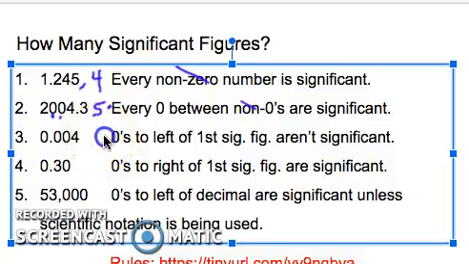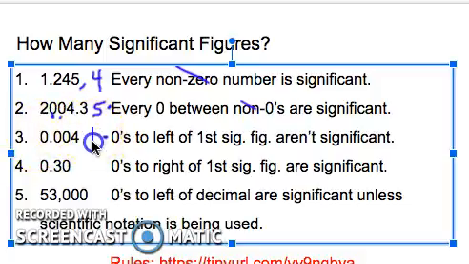What about this rule, and how does it apply? Zeros to the left of the first significant figure are not significant. So you do not count any of these zeros as being significant unless you had a significant figure on the other side of them.